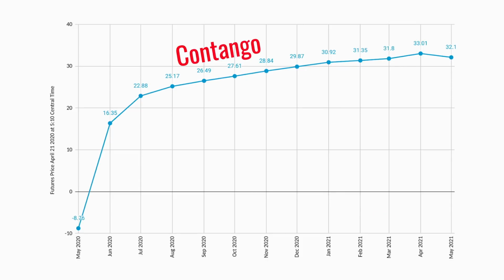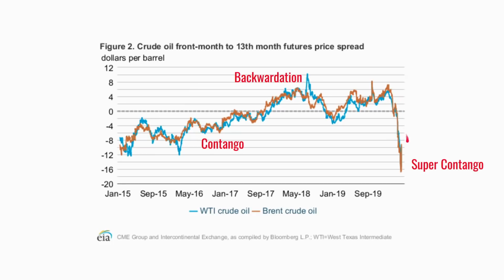One way to calculate whether we're in contango or backwardation is to take the price of the front contract, which is minus $8.76, and subtract the 13th month contract, which was worth $32.10. And that's why some people said that the market was in super contango, because that differential became extremely large and negative. And that wasn't just for WTI, it also happened for Brent contracts.